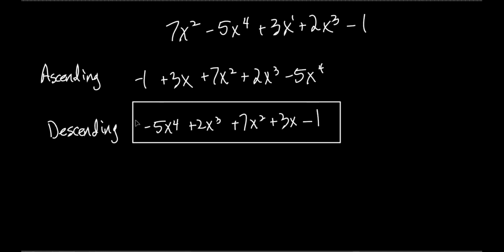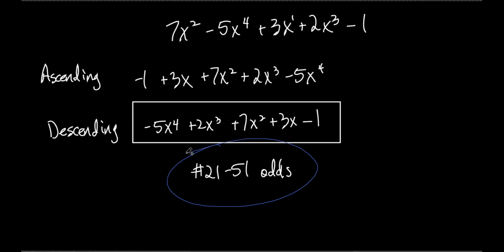We still didn't quite get finished, but I did give you a homework. 21 to 51 odds. I'm giving you odds. You may not be able to do the last section. I don't know what numbers they are, but do as many as you can. Okay, 21 to 51, just the odds.